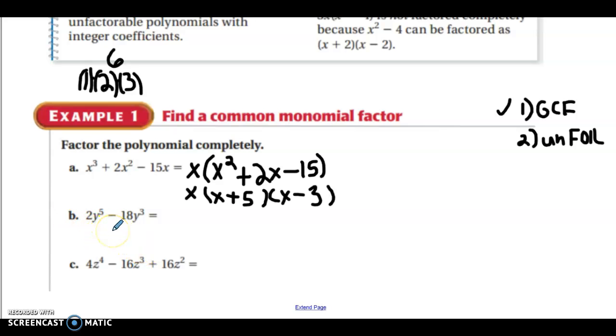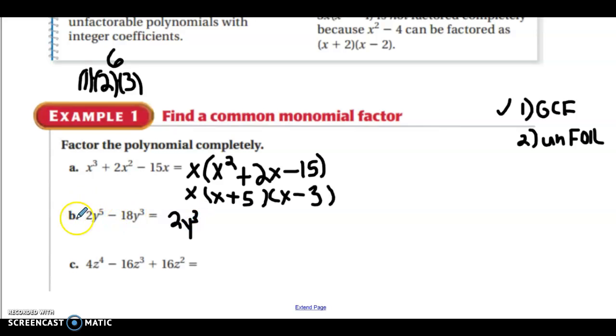Let's look at example B. So again, I look for a GCF first. This one does have a GCF, a 2, right? You can get a 2 from 2y to the 5th and 18y cubed. And you can also get a y cubed from both of these terms. So the GCF here is 2y cubed.